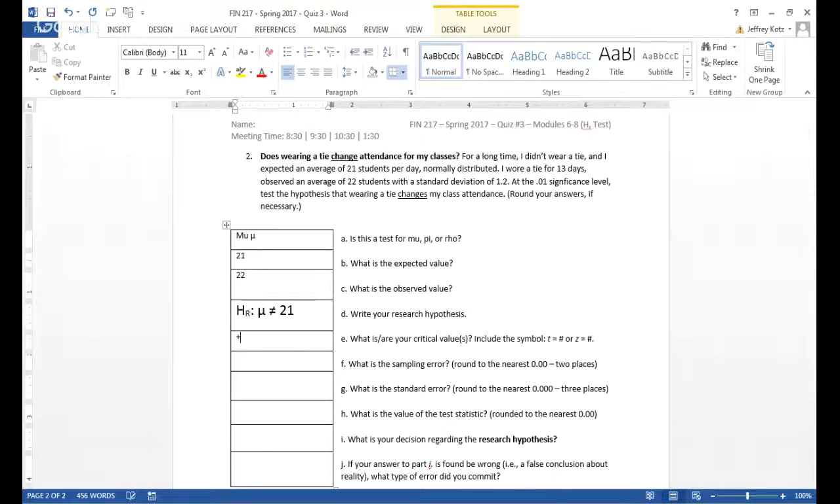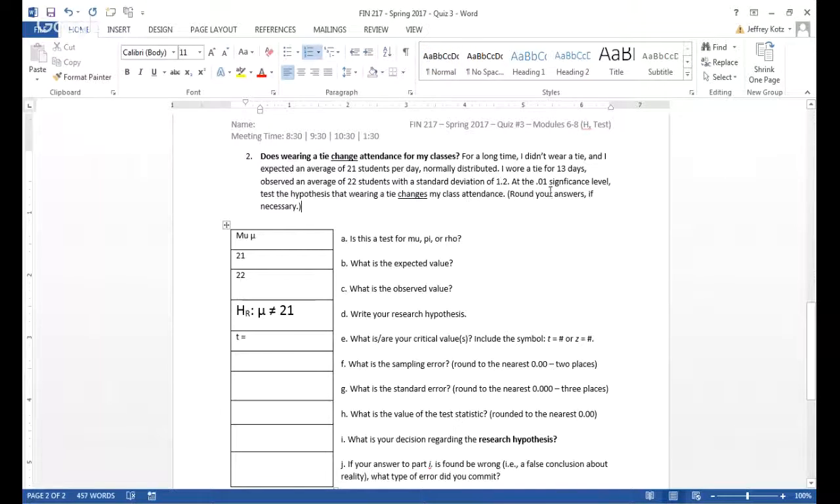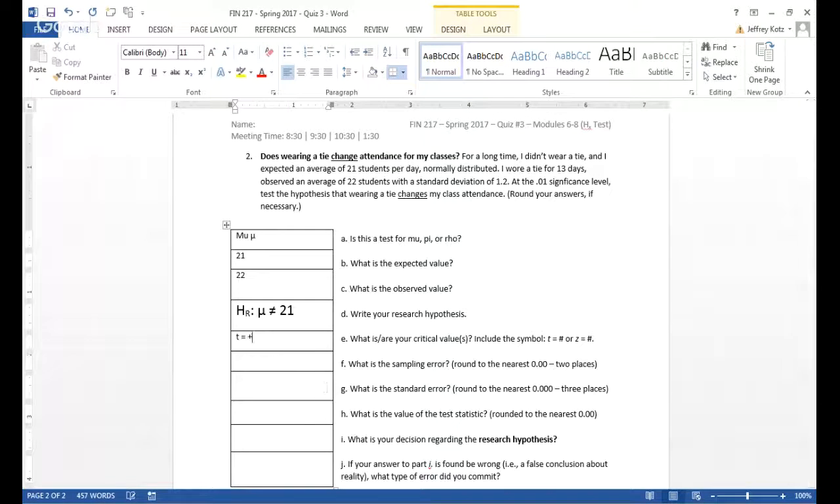This is a two-tailed test, so I'm going to have plus or minus some t-value. And it's a t-value because I have a sample standard deviation. I know that for 13 days, which is my sample size, in fact, all that information is sample information, I observed an average of 22 students, a standard deviation of 1.2. That means S is 1.2. That's not little sigma, that's S of 1.2. Plus or minus. Now it's time to go back to that t table.